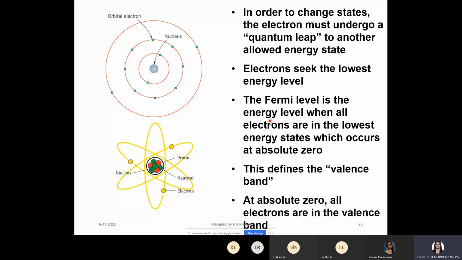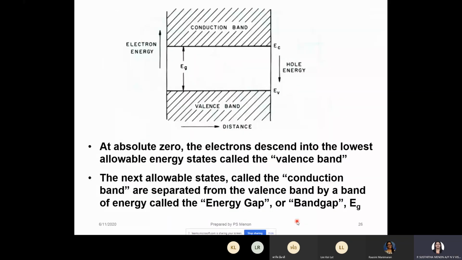The Fermi level is the energy level when all electrons are in the lowest energy states, which occurs at absolute zero. So this defines the valence band. Remember just now we had the conduction band and the valence band. Conduction band simply means an energy level which is higher than the Fermi level. So at absolute zero, all electrons are in the valence band. Okay, so this is the conduction band, this is the valence band, and this is what we call the bandgap energy or the energy gap. So when an electron moves from higher energy to lower energy, light is emitted.